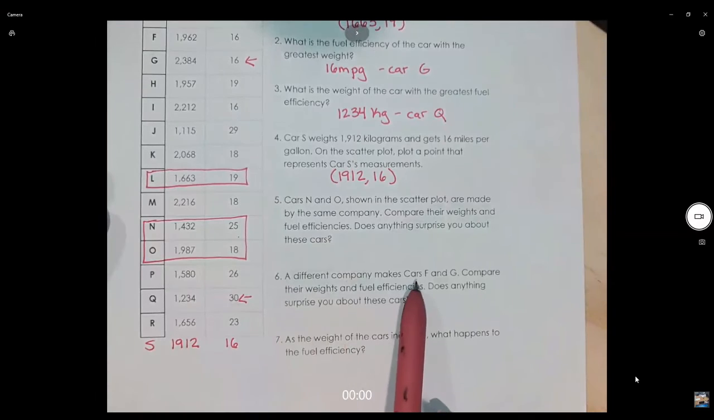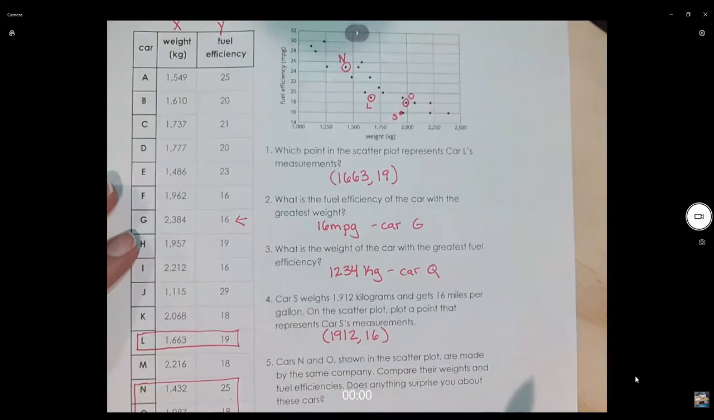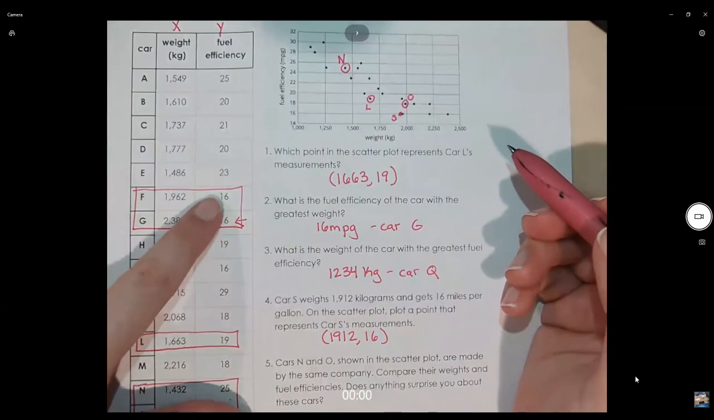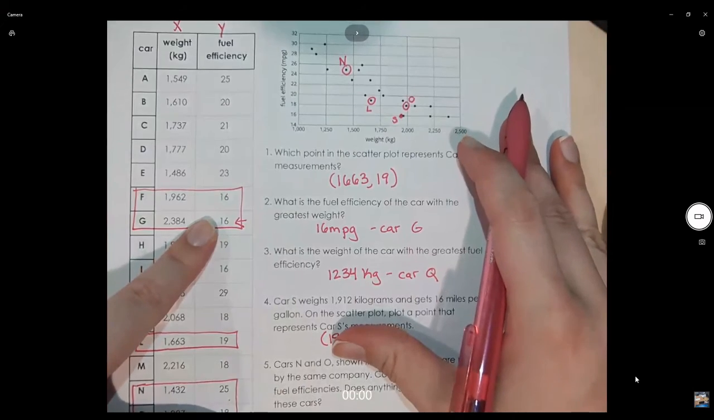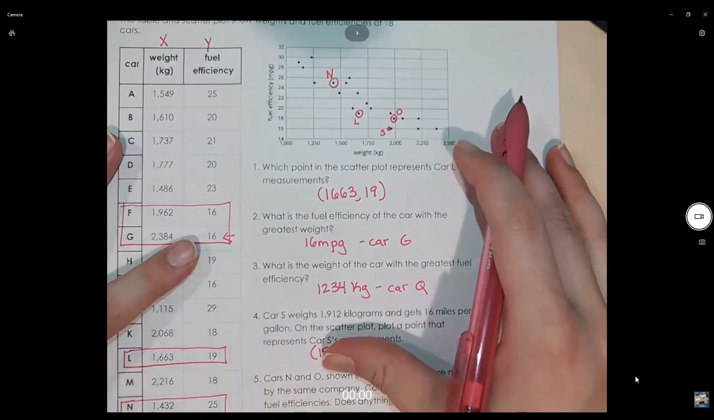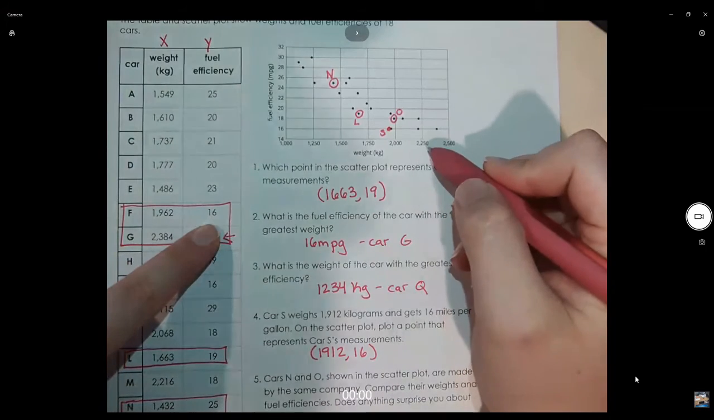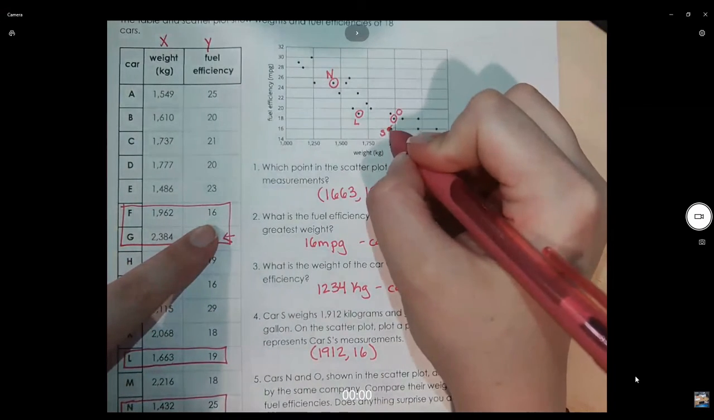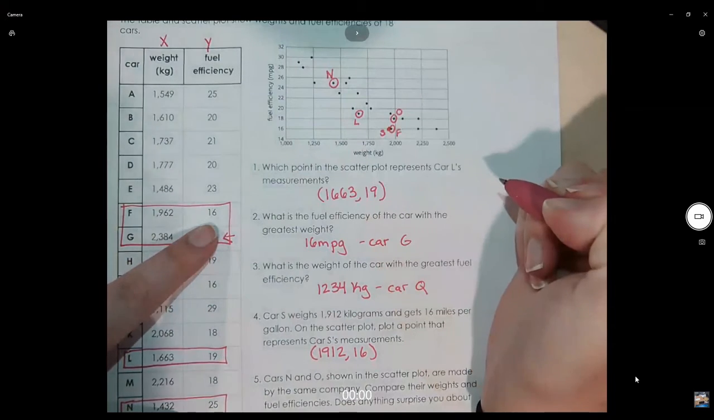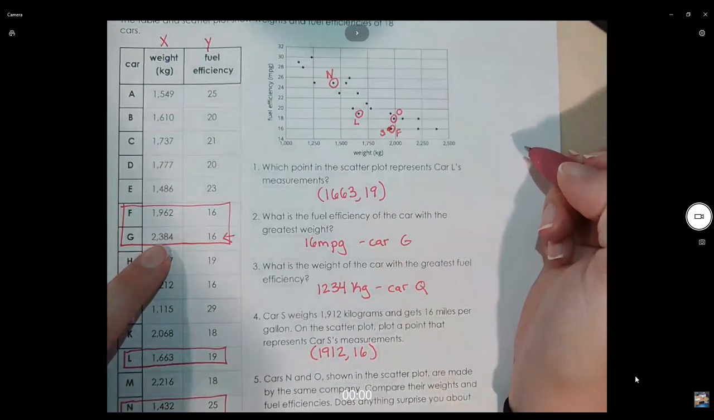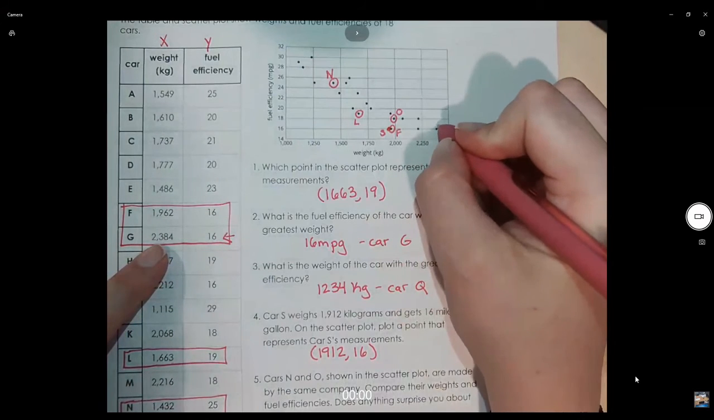A different car company makes car F and G. Compare their weights and fuel efficiencies. Does anything surprise you about these cars? So if we look at F and G, that's these two. Immediately I notice their fuel efficiencies are the same. So let's see where they actually are on our graph. I see that F is at 1,962, 16. So that's going to be this point right here next to the F that I already have. And then G is 2,384, 16, which is going to be this point.